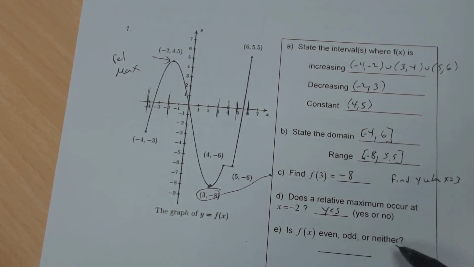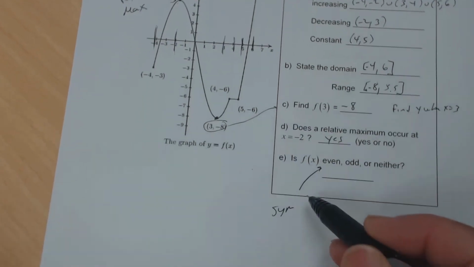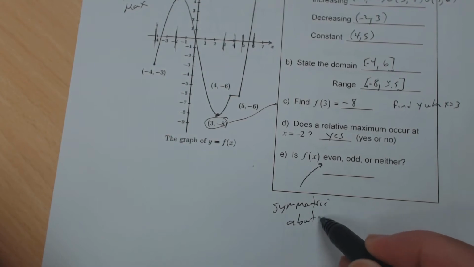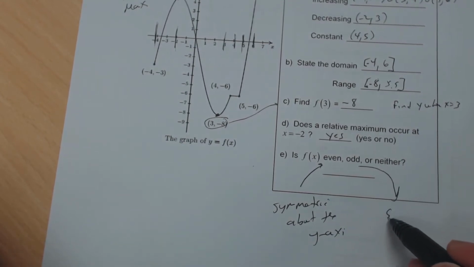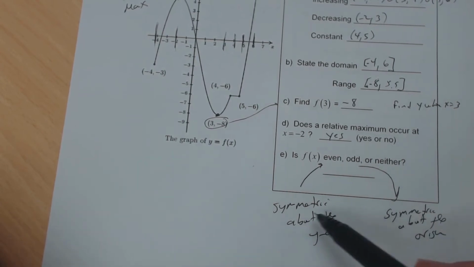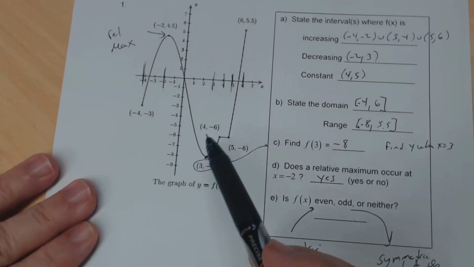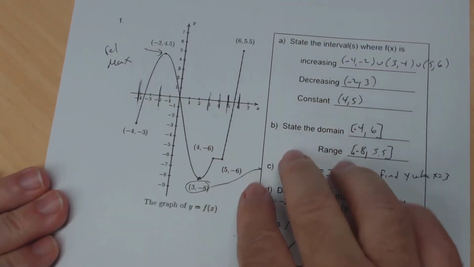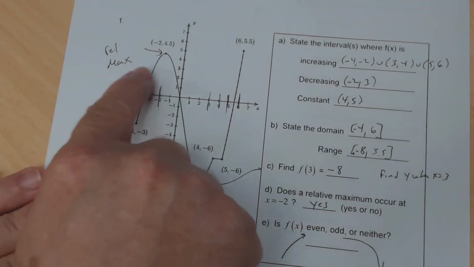Okay, so is the function even, odd, or neither? Remember, a function is even if it's symmetric about the y-axis. It's odd if it's symmetric about the origin. And you say neither if it's none of these. If you look at this, remember, symmetry with respect to the y-axis is easy. So is this part of the graph, when you reflect it, do you get this part back?